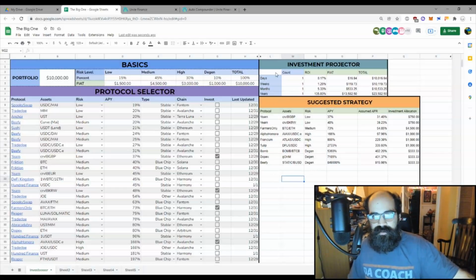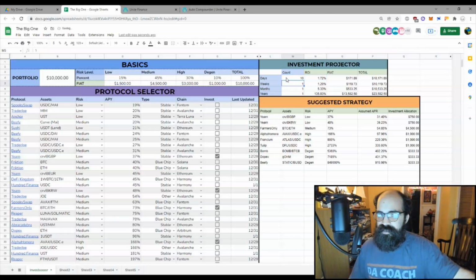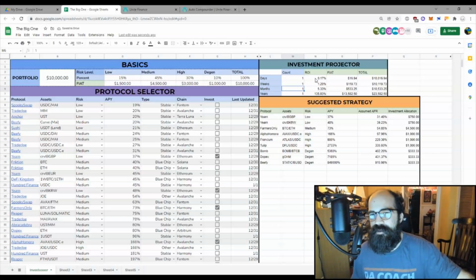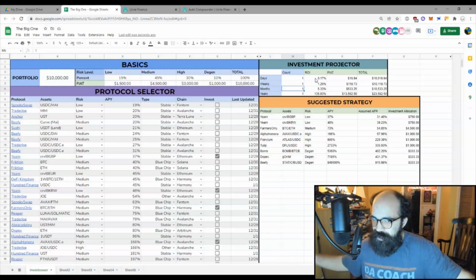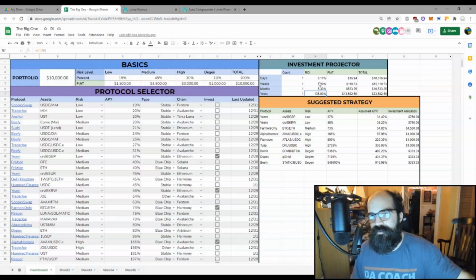Okay, so blue stuff you can change, remember that. So when you go to the investment projector, all these ROIs are in APY, not APR. You can do like 10 days, for example, and see what your ROI would be in 10 days, or 5 weeks, whatever. As a reminder, the closer to the present you are, the more accurate these are going to be, and the farther in the future you get, the more speculative these are going to be. So like 1 year at 135, that's much more speculative than the 1 day at 0.17%.